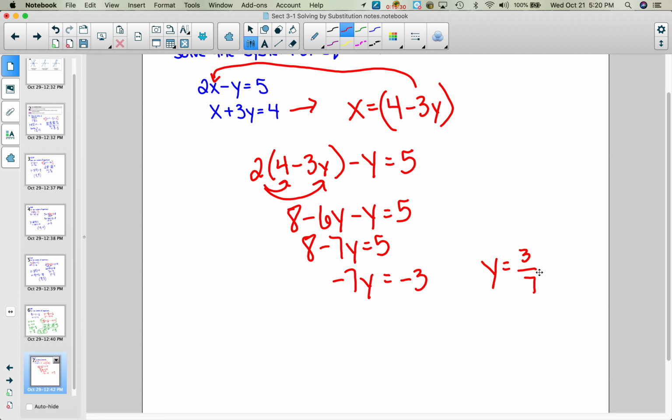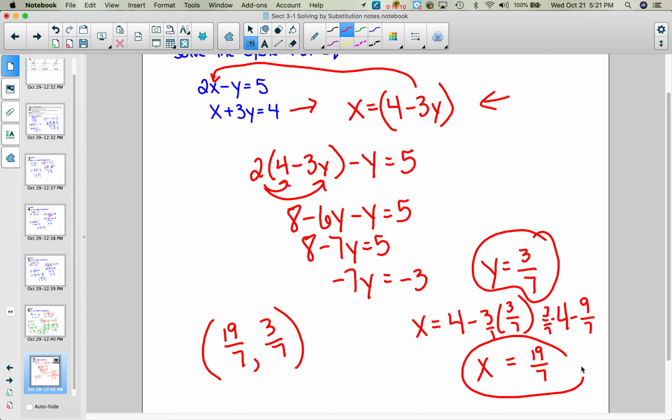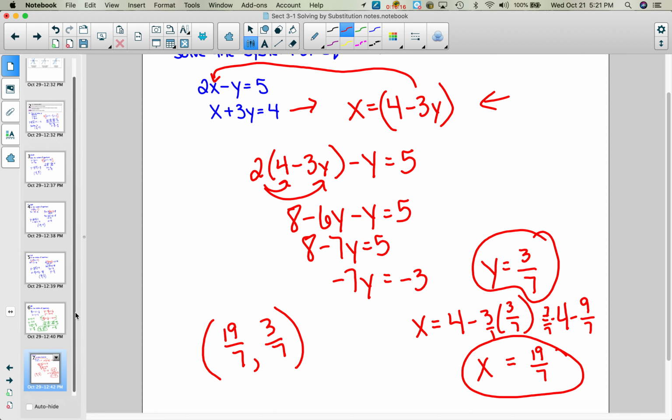And now I'm going to solve for x, and I'm going to use this right here. So x equals 4 minus 3 times 3/7, which is 4 minus 9/7. And if I find a common denominator, I get 28 minus 9, which is 19/7. So that's x. So x is 19/7, y is 3/7. And if you left it like that, y is 3/7, x is 19/7, that's okay. The nice thing about the ordered pair is it reminds you that this is where the two lines would cross.